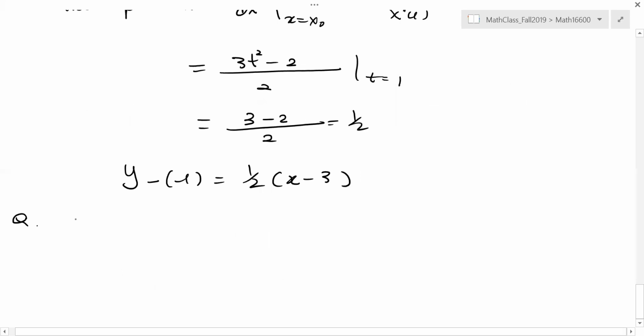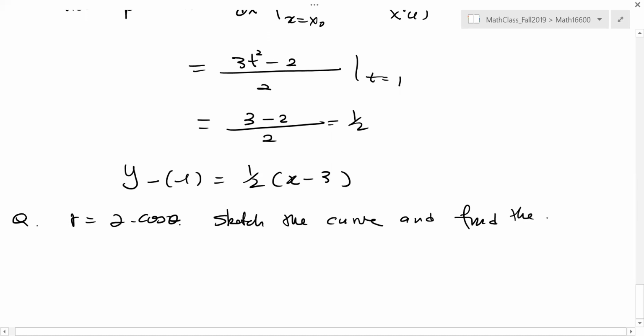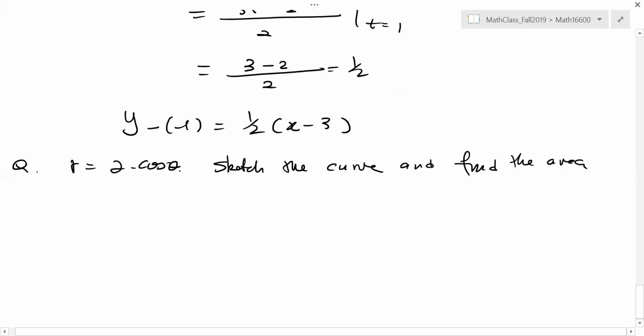Now the polar equation. Sketch the curve and find the area. How to sketch the curve? It's r equals 2 minus cosine theta.